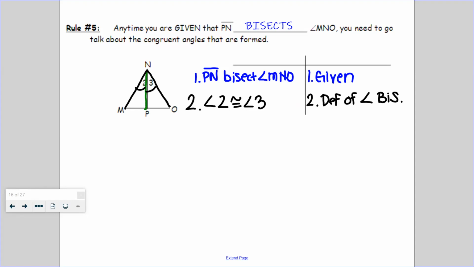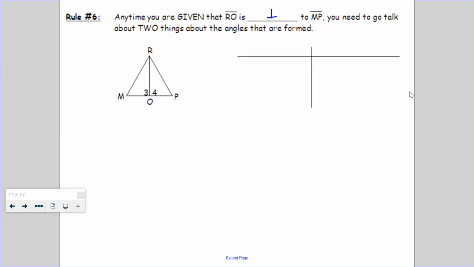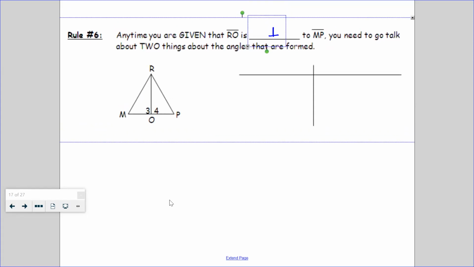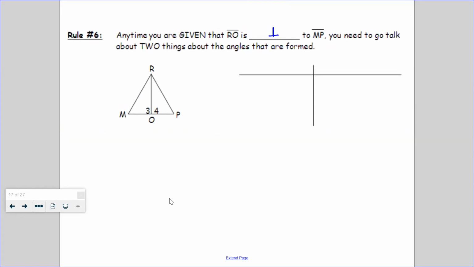Questions up to that point? Okay, these last couple. Perpendicular is a big one. Make sure you star it and look at it before you take your test. It takes a lot of steps every time you know something is perpendicular. So the first thing is the fact that RO is perpendicular to MP, and that is given to us.